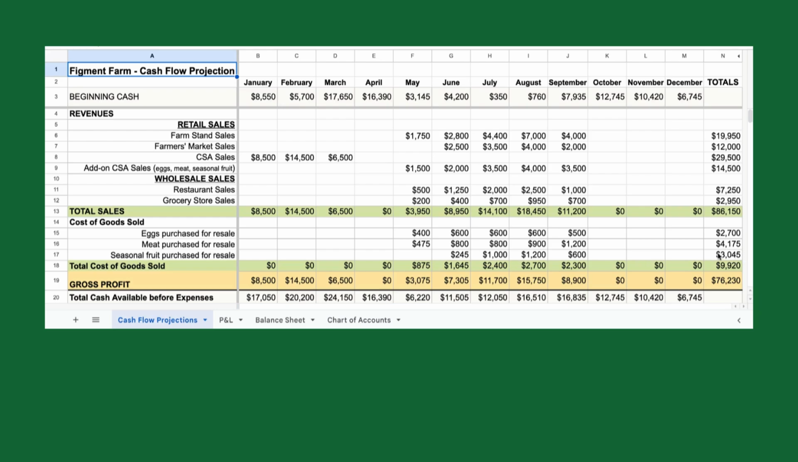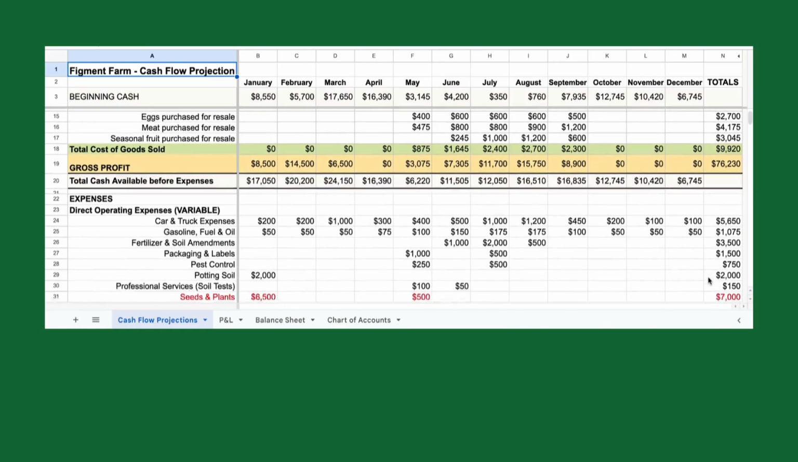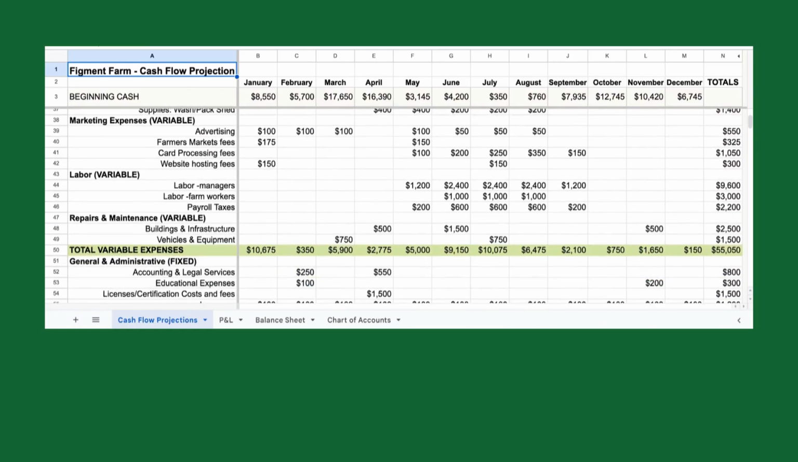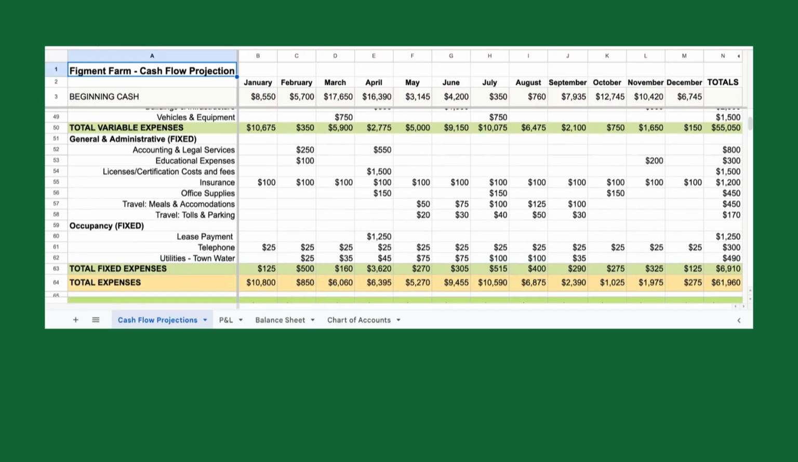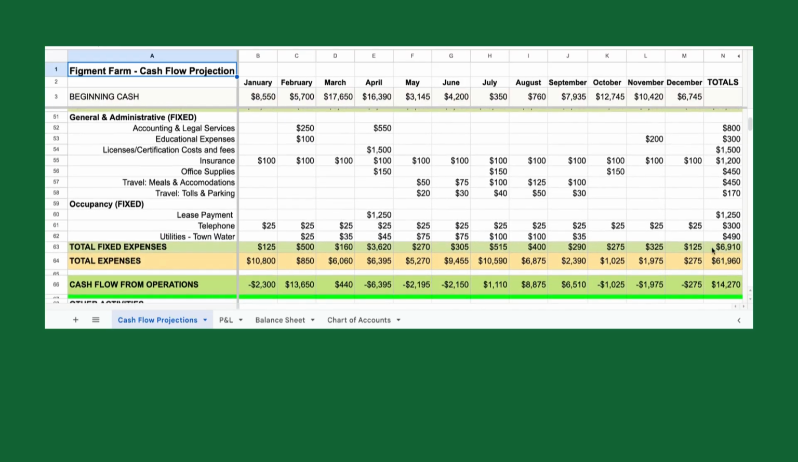And after subtracting their cost of goods sold for the items they buy in for resale, their gross profit is about $76,000. And then scrolling down through their expenses, we see that their projected total expenses are around $62,000, and their net profit or cash flow from core farm operation is going to be just over $14,000.